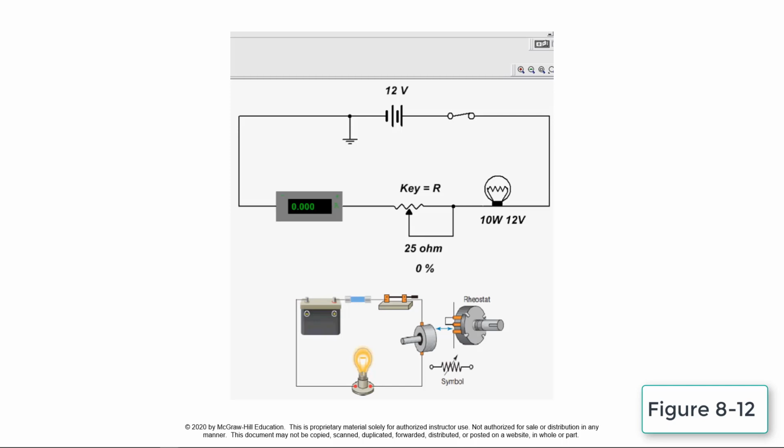This circuit simulates the operation of a rheostat lamp dimmer. When operated, the rheostat varies in resistance from 0 to 25 ohms. This in turn varies the current to the lamp from 0.833 amps to 0.305 amps.